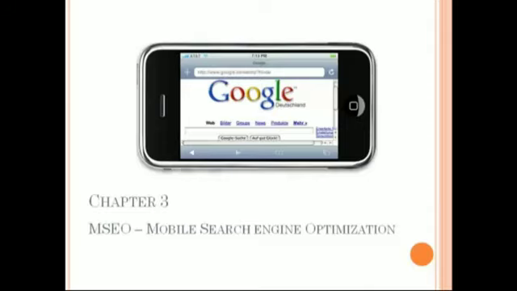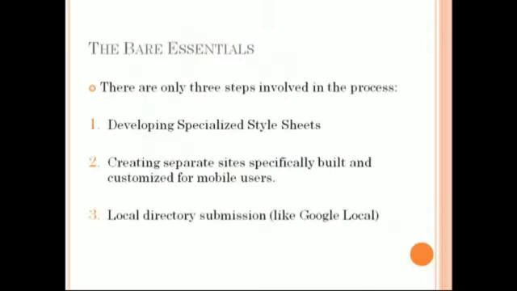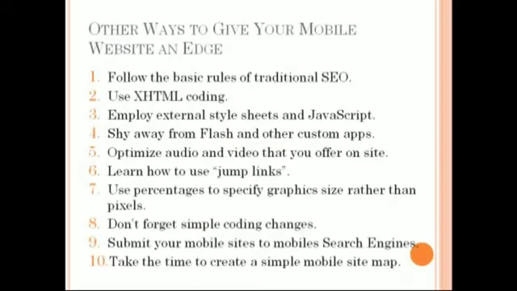Mobile search engine optimization. The bare essentials. There are only 3 steps involved in the process. 1. Developing specialized style sheets. 2. Creating separate sites specifically built and customized for mobile users. And 3. Local directory submission. Example, Google Local.